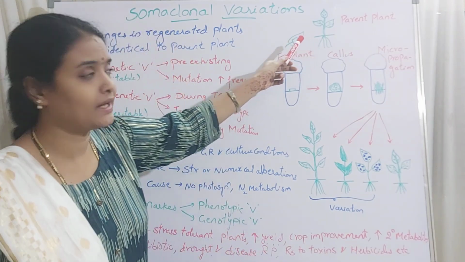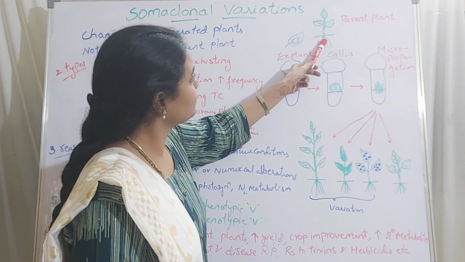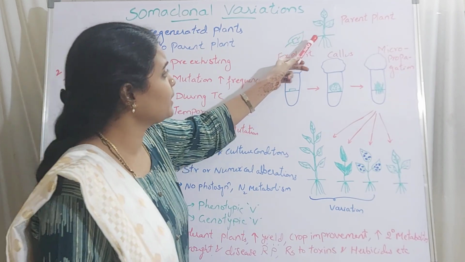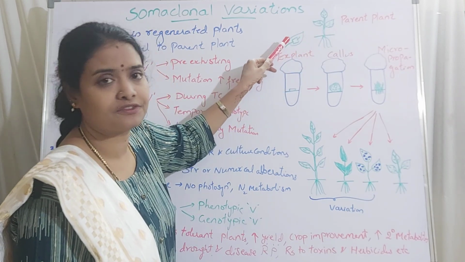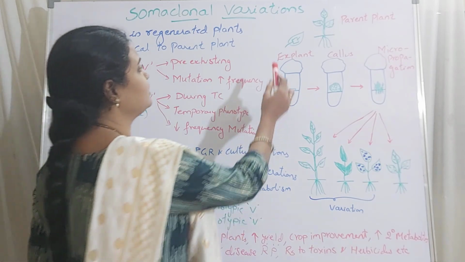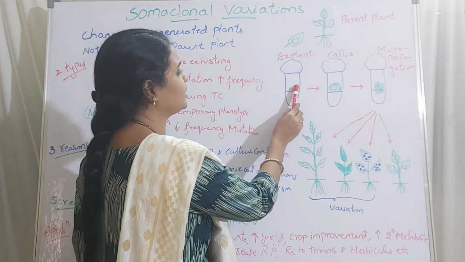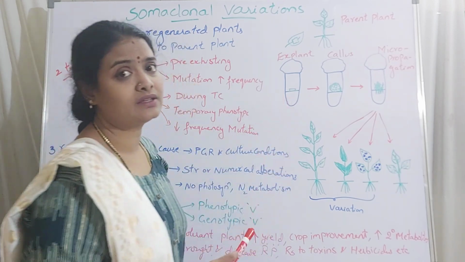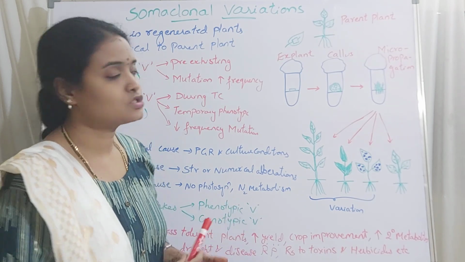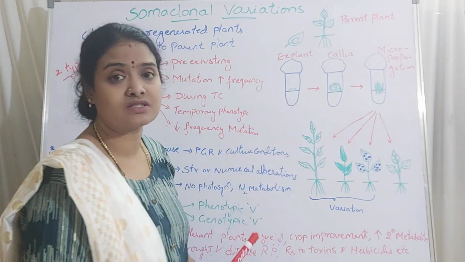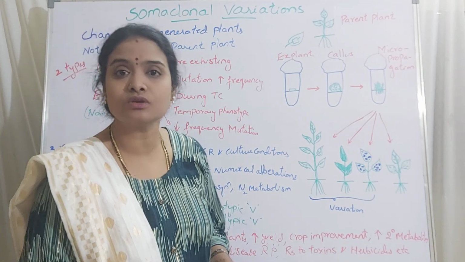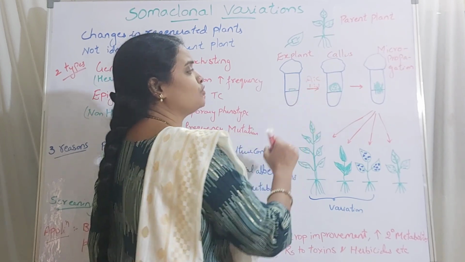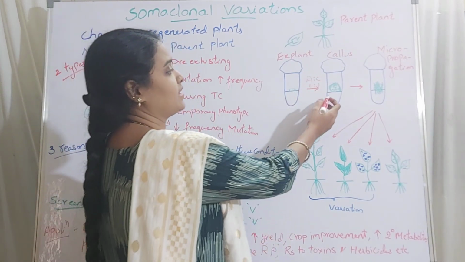This is the parent plant. From the parent plant, I can take any part, the somatic cell or the somatic tissue. Here I have selected the leaf. I am excising the required size of the explant and inoculating it in plant tissue culture media. Once I inoculate, I incubate them under favorable conditions. Here the auxin to cytokinin ratio, that is the growth hormone ratio, must be 1:1. When it is 1:1, it will result in the formation of callus.